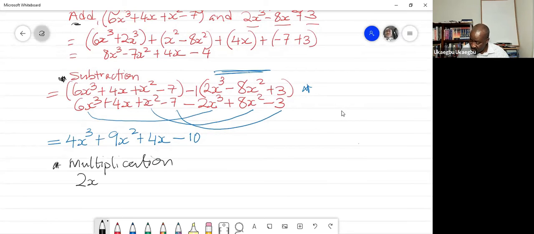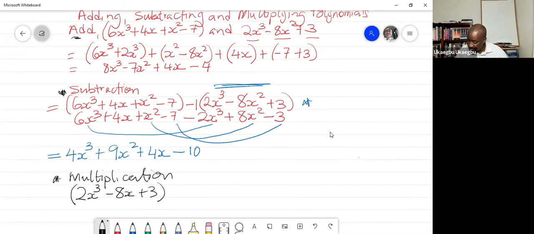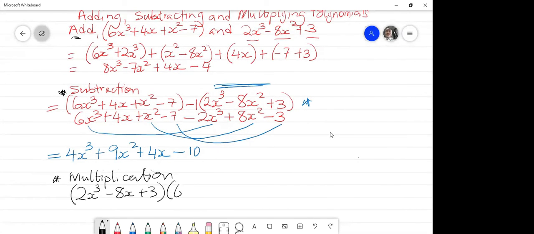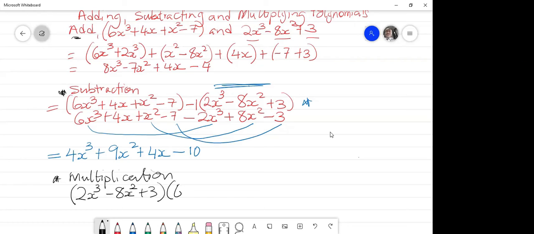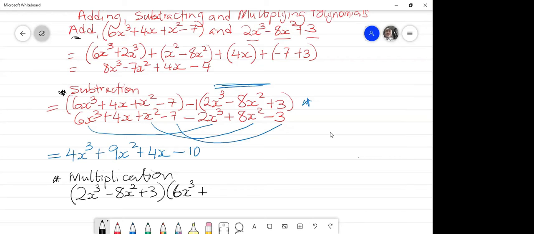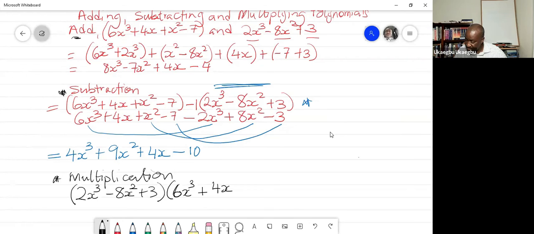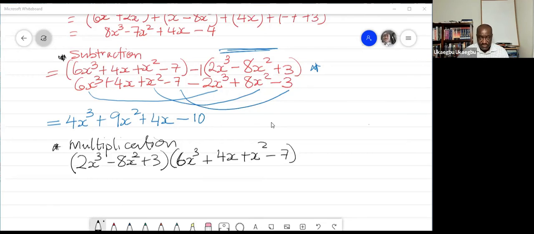So if I were you, I would write 2x raised to power 3 minus 8x plus 3. Then you're multiplying it with 6x raised to power 3 plus 8x squared, and then plus 4x, x squared minus 7. All right, so give it a try. Let's go. So what do you get?